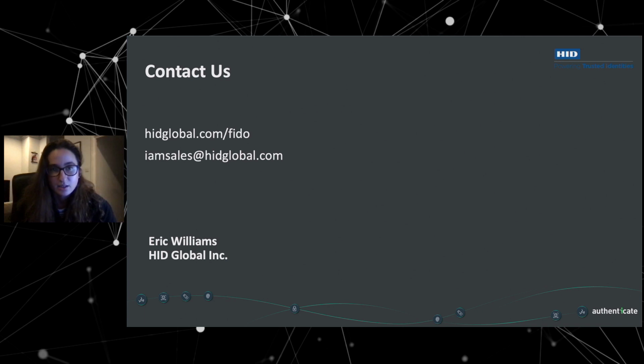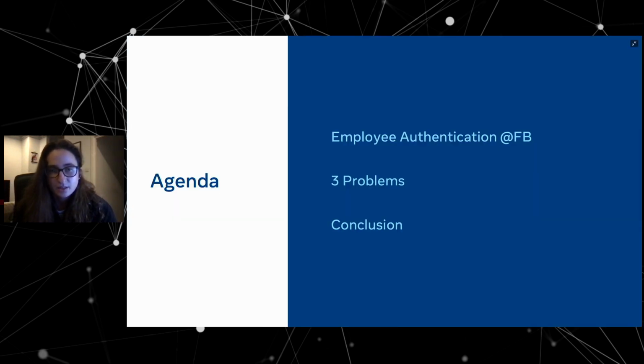So let's kick off with an agenda. I'll start by giving some background on why my team exists and the high-level goals we are trying to achieve. From there, I'll dive into 3 distinct problems we are working on in employee authentication related to establishing employee trust. And then we'll wrap up with some key takeaways.